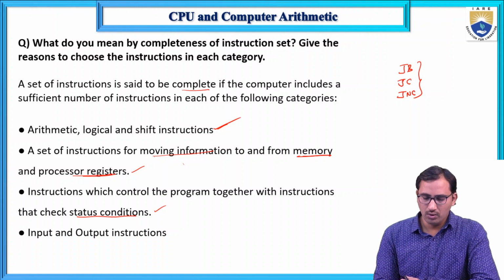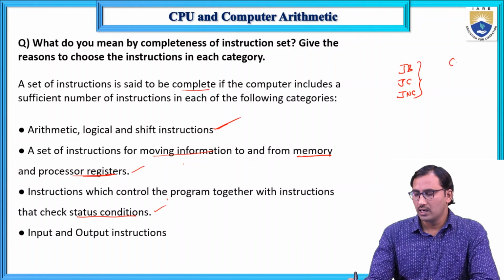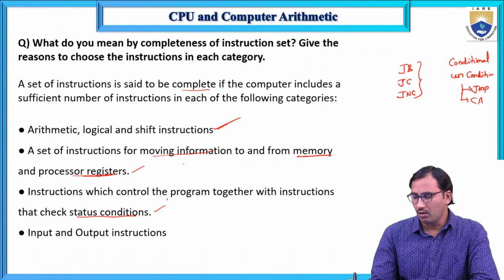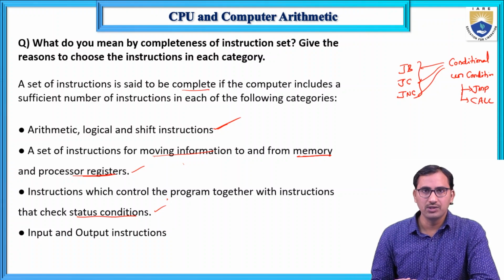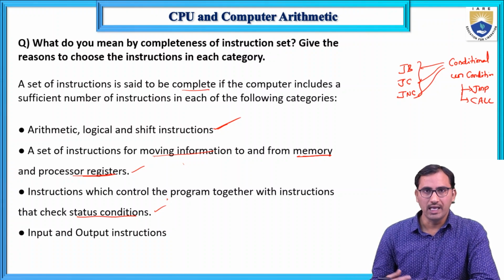These program control instructions are classified into two types. One is conditional branching instructions and another one is unconditional instructions. Unconditional instructions are jump, JMP, call. And the remaining ones are all conditional. That means upon satisfying the condition, only then the branching will take place.